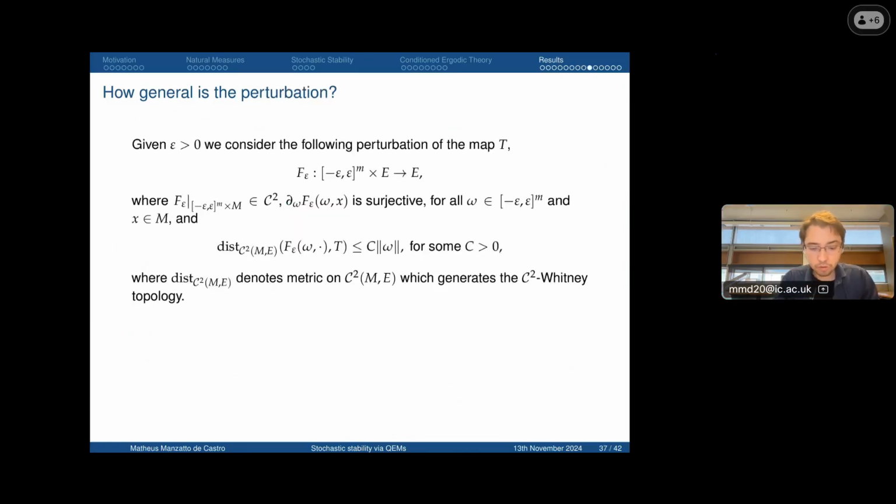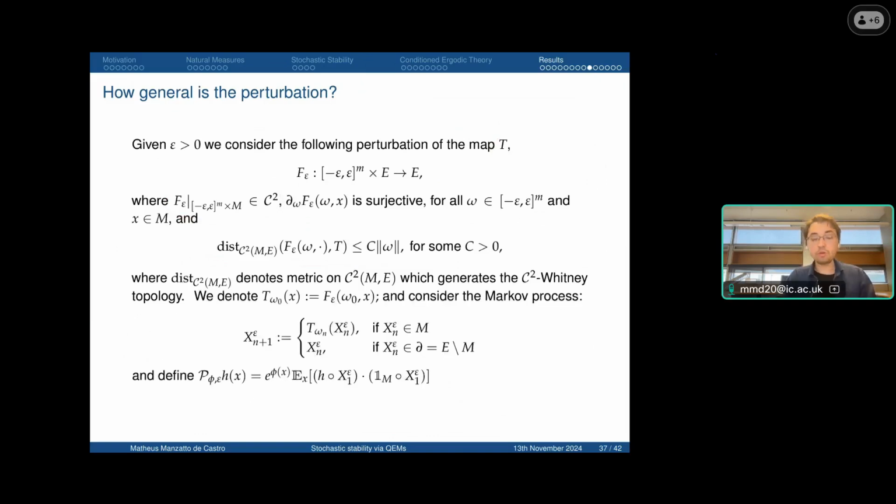And the perturbation that we are interested in was defined as follows. So you take a map T and you take some F epsilon that goes from minus epsilon epsilon, so it is a cube here, times E to E. And you would like that these perturbation maps, they are C2 close to your map T. So you take C2 perturbations and then what you do is that you define the same map as before, the same chain as before.